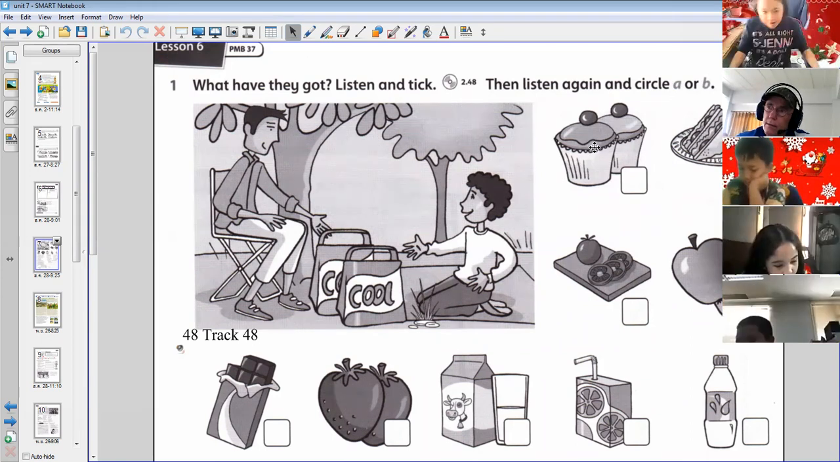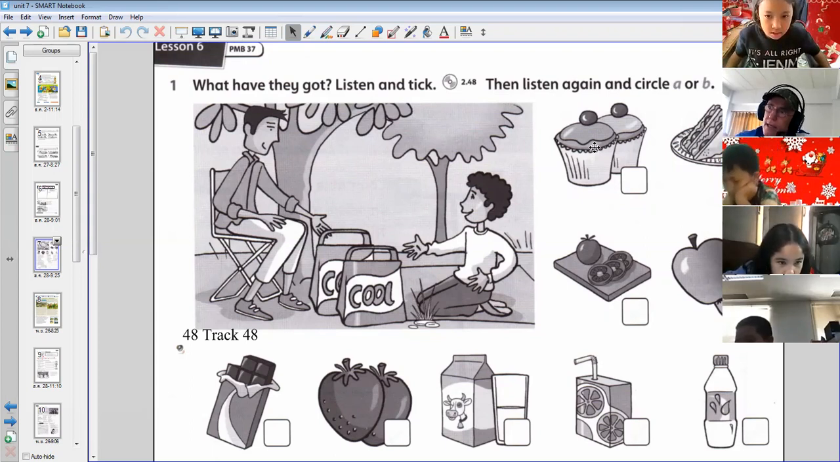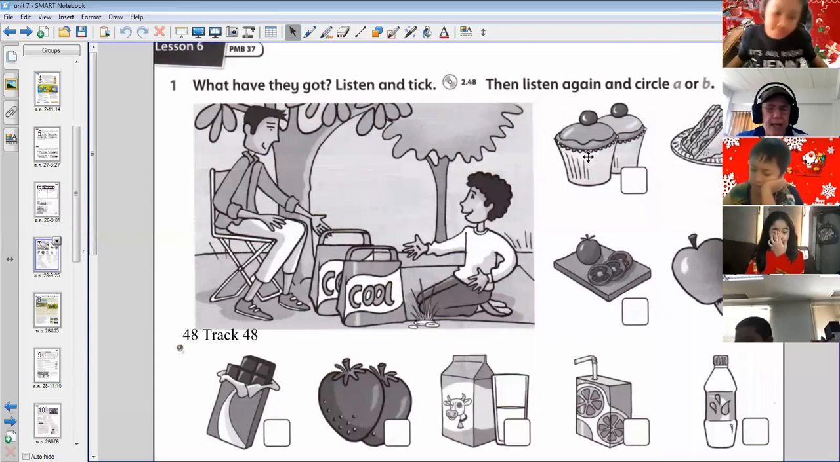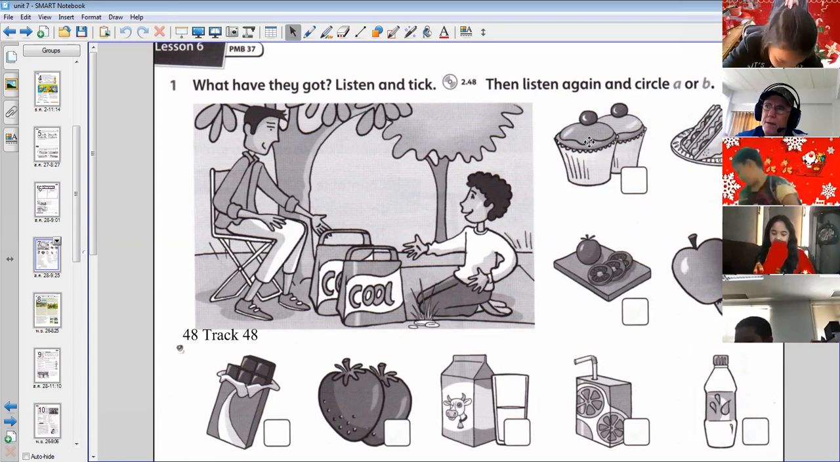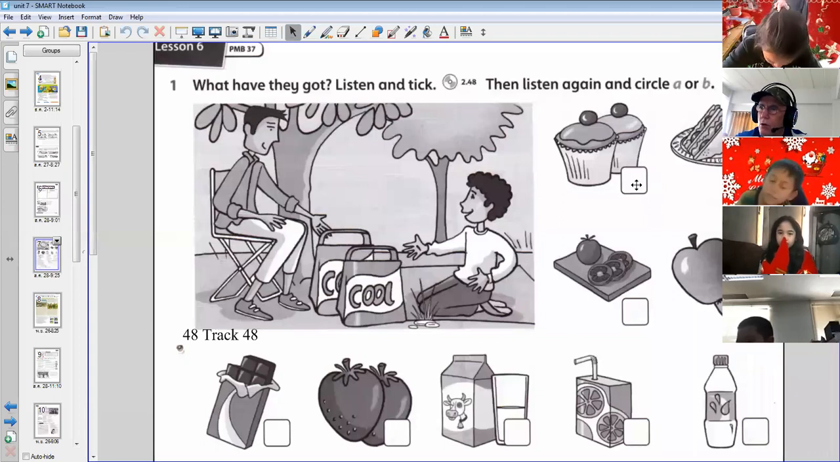Maya? There isn't any cake. You can say there isn't any cake or there aren't any cakes because cake's a funny one. Cake is like bread, so usually it's uncountable. But if it's small cakes like these, like cupcakes, then we could say countable. So yeah, that's okay. Right, so no tick in the box, sorry, for that one.